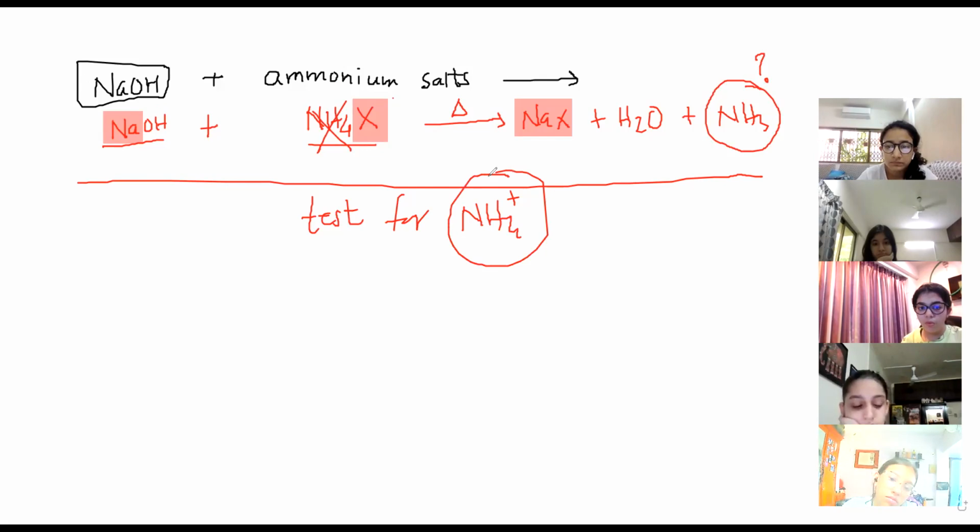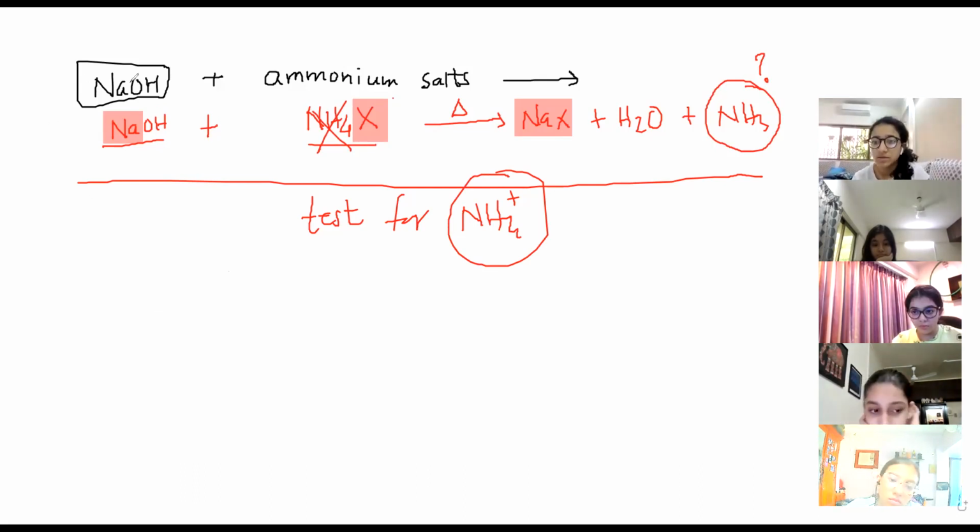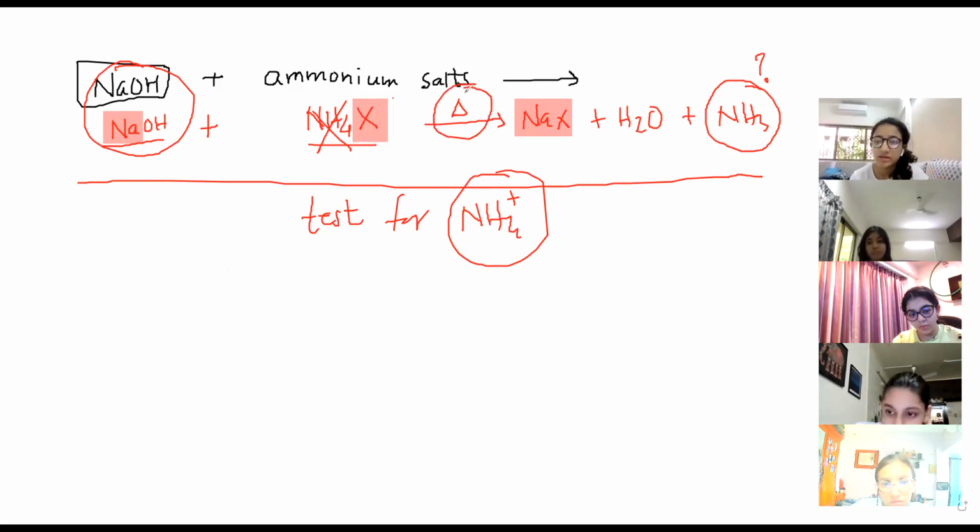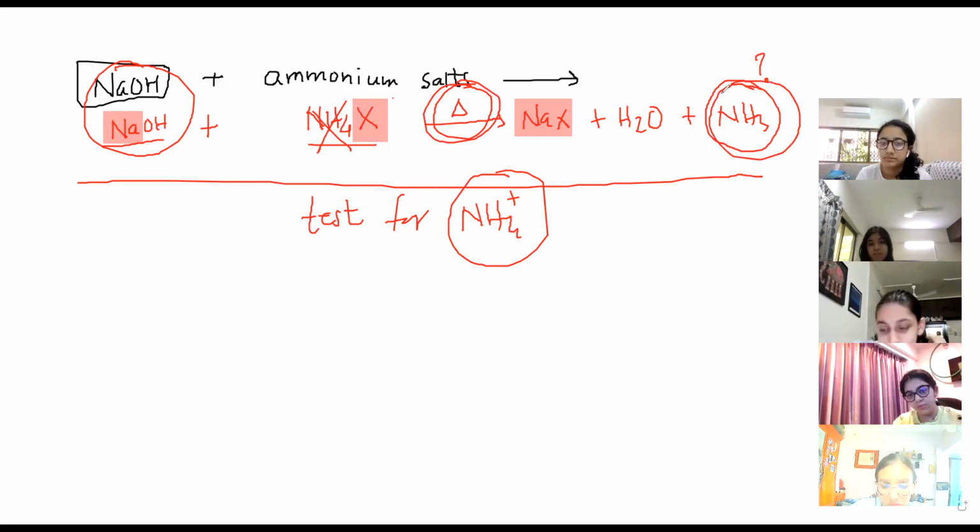We have already learned this in the test for cations and anions. What is the test for ammonium? What do you add? Anyone remembers? Sodium hydroxide, NaOH, and heat, and then you get a pungent smell. Yes, so sodium hydroxide and heat. The pungent smell is because of the release of ammonia. So this is the reaction that happens when we do the test for ammonium.